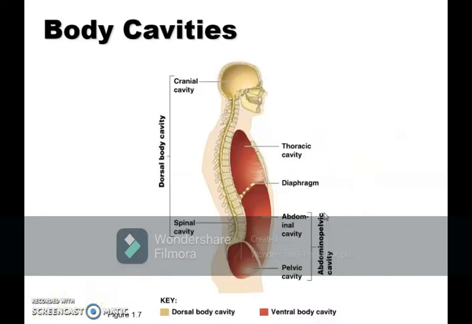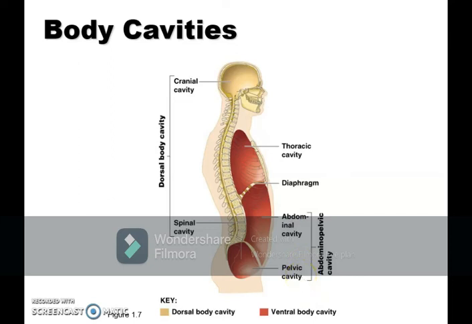Next we have the body cavities. The body cavities, or the spaces of the body, contain the internal organs, or the viscera. The two main cavities are the ventral cavity and the dorsal cavity. The ventral is the larger cavity and is subdivided into two parts: the thoracic and the abdominopelvic, which is the abdominal cavity and the pelvic cavity.